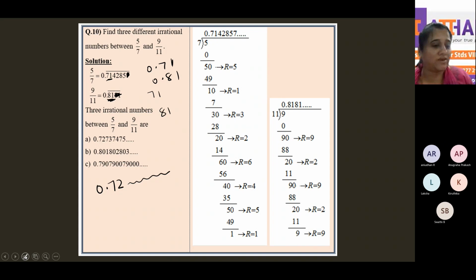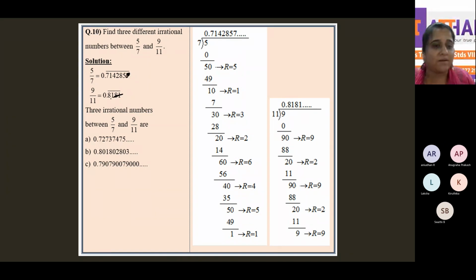See, I'll tell you one by one. I'm repeating. Since I have 2 digits here, 0.81, I'm taking 0.71 here. Is that understood? 0.71, 0.81. I'm taking only the first 2 digits. Now, look at this like 71 and this one is like 81. What do you have between 71 and 81? Because you'll have to write between these two numbers. So what is between 71 and 81? 72, 73, 74, 75, 76, 77, and so on.